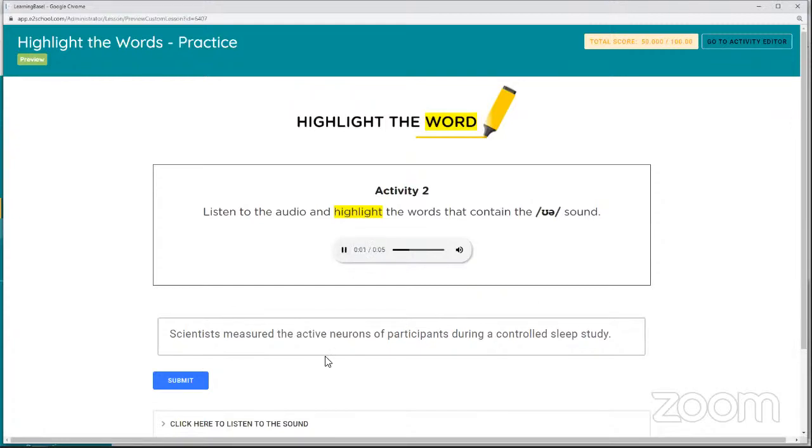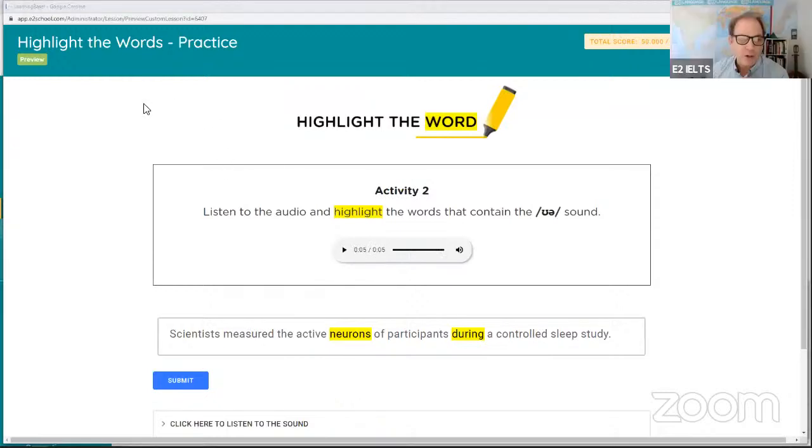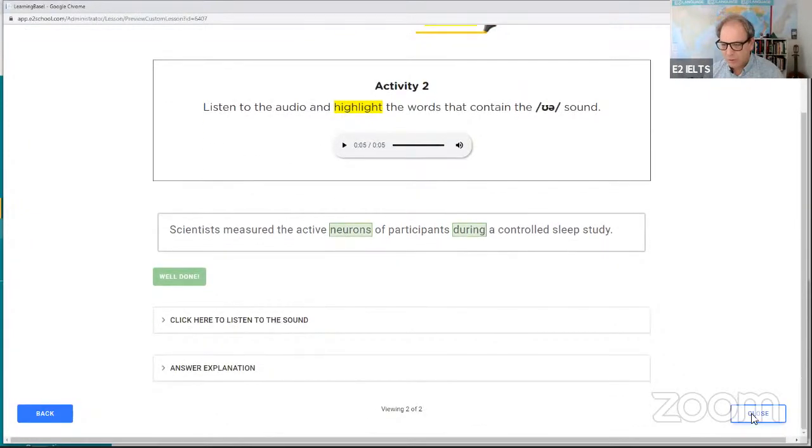Good work, this one. Scientists measured the active neurons of participants during a controlled sleep study. Ua. Right, now measured is spelled with a U, but we don't hear that sound, do we? We only hear it in neurons and during. Scientists measured the active neurons of participants during a controlled sleep study.